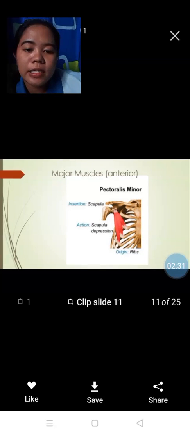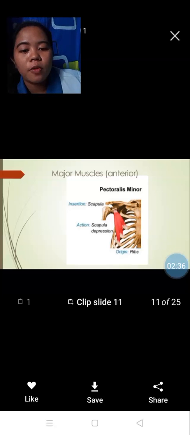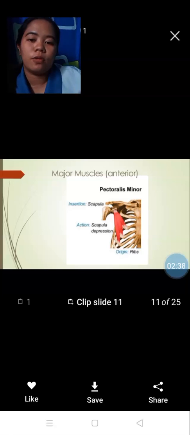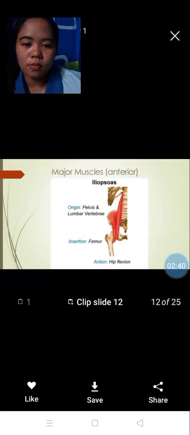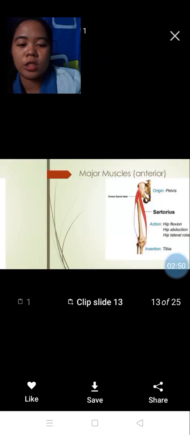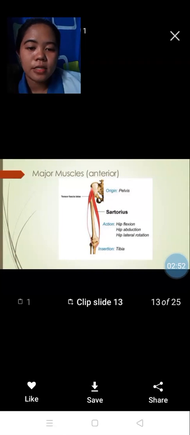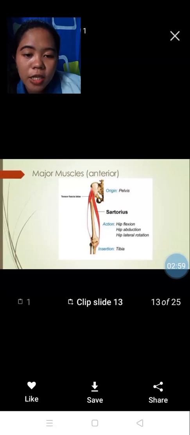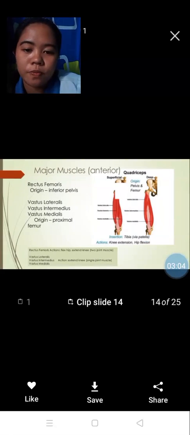The pectoralis minor: the insertion is the scapula, the action is scapular depression, and the origin is the ribs. Iliopsoas: pelvis and lumbar vertebrae, femur, and hip flexion. Next is the sartorius. Origin, the pelvis, and action, hip flexion, hip abduction, and hip lateral rotation.